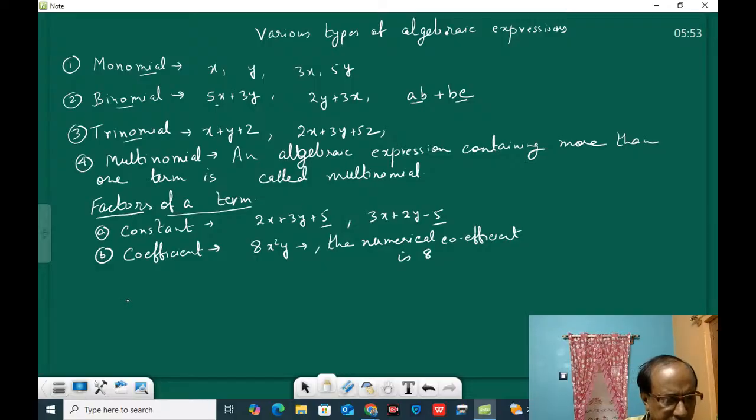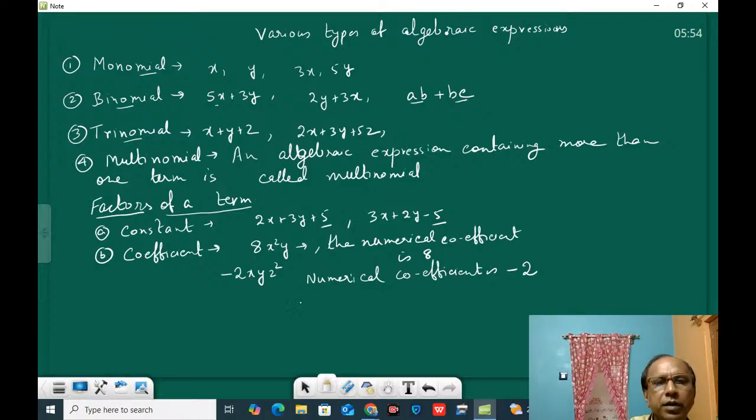Suppose there is a number minus 2xyz square. What is the numerical coefficient? You can write here that the numerical coefficient is minus 2.